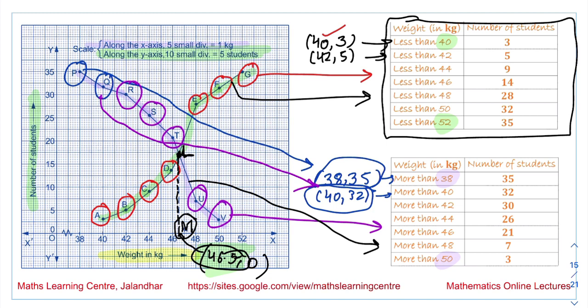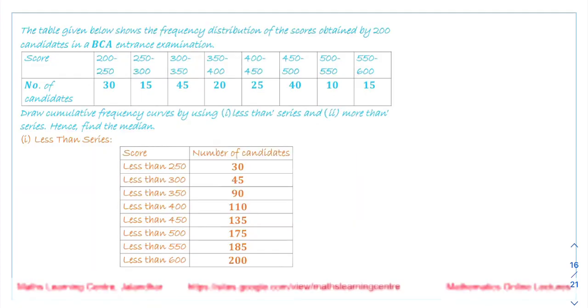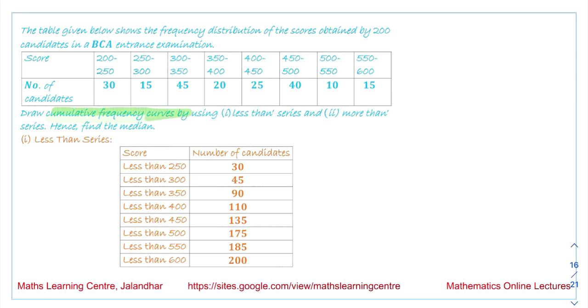Now the next problem is: the table given below shows the frequency distribution of the scores obtained by 200 candidates in a BCA entrance exam. Draw the cumulative frequency curve. You have to draw the cumulative frequency curve of both types, less than type series and more than type series, and hence calculate the median.